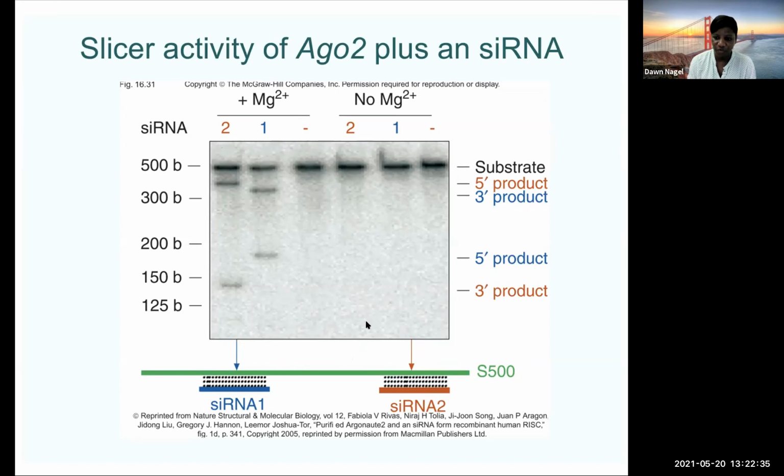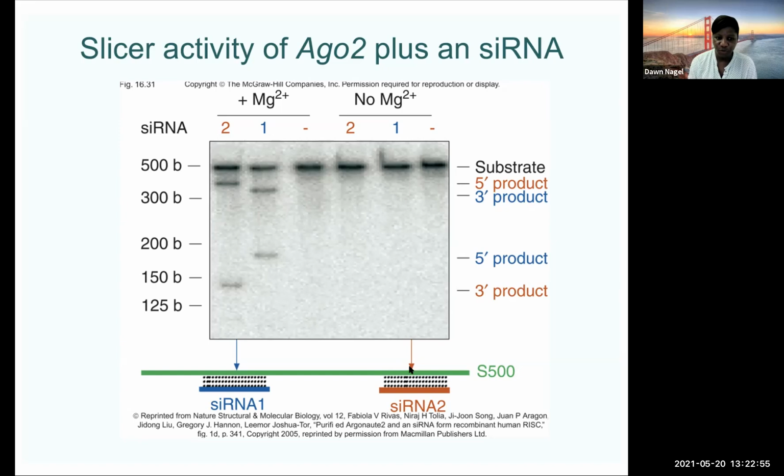And then on the right-hand side, you're looking exactly at the same samples that are here, except that there's no magnesium chloride added, right? So this not only tells you that you need magnesium, because nothing is happening here, but also that this Argonaute-2 is able to perform that slicing activity.